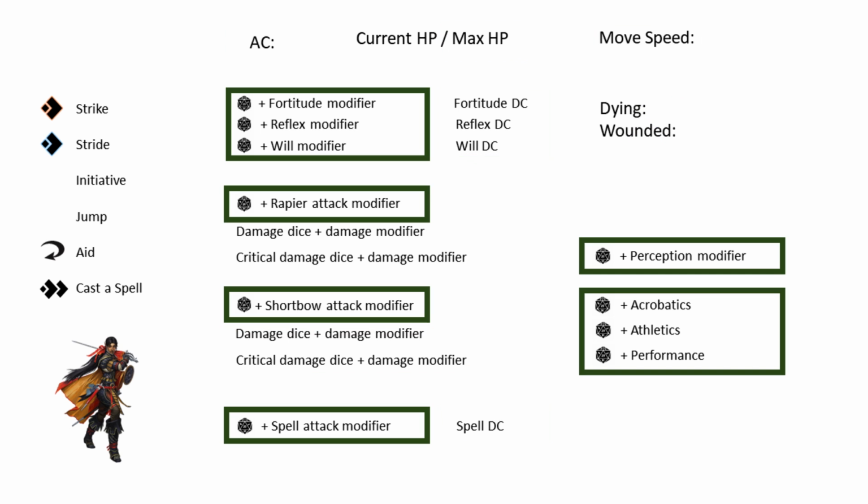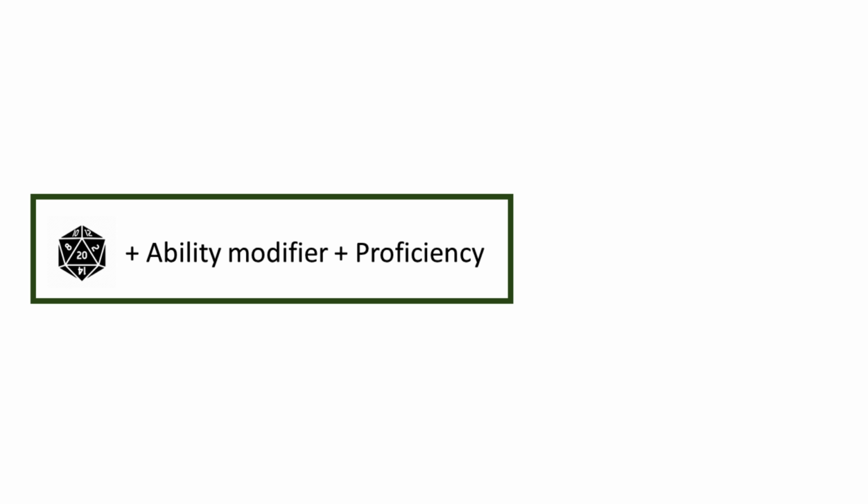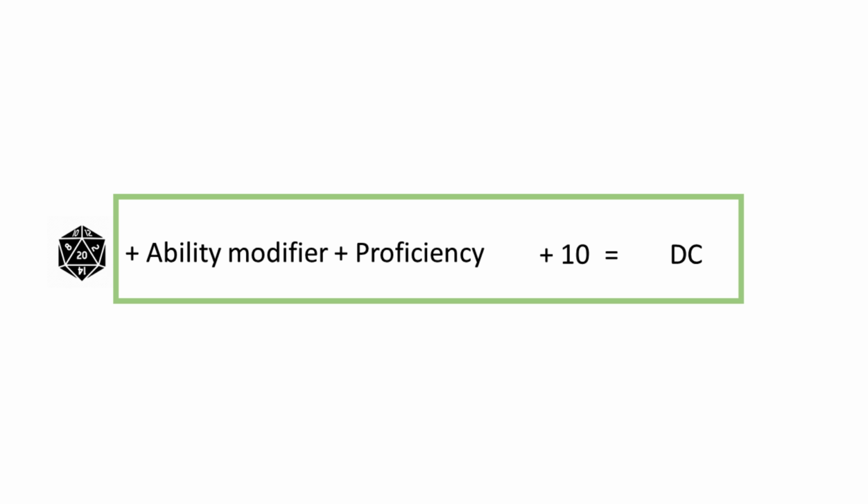For now, let's talk about these d20 rolls plus a modifier. All of these take the same form: a d20 roll plus a relevant ability modifier plus your proficiency in that task. If you want to turn it into a DC, you simply add 10. Then you have the same number as a DC.